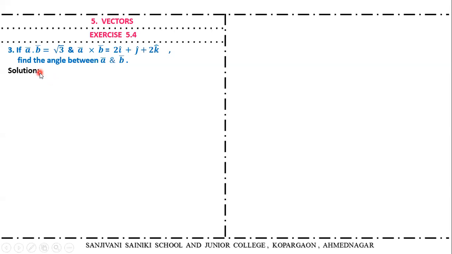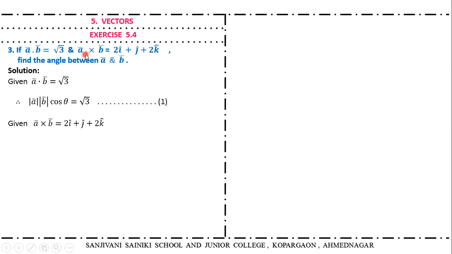Third problem: if a bar dot b bar is equal to root 3 and a bar cross b bar is equal to 2i cap plus j cap plus 2k cap, then you have to find the angle between a bar and b bar. With the help of this information, we have to find the angle between a bar and b bar. Now what is given? A bar dot b bar is root 3. How to define a bar dot b bar? A bar dot b bar is defined as modulus of a bar, modulus of b bar, into cos of the angle between them, which is equal to root 3. This is our equation number 1.